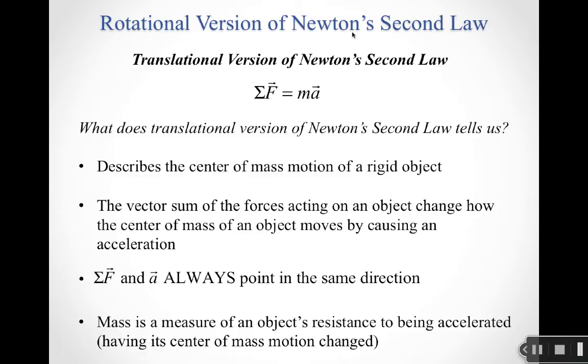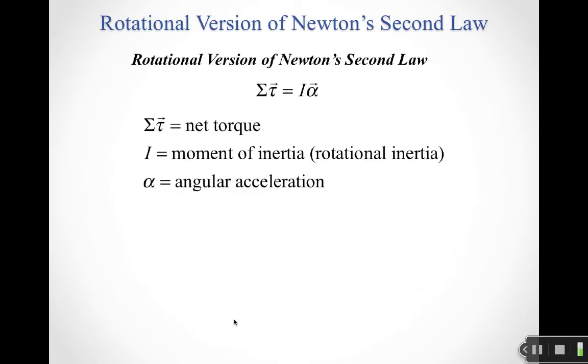And then the thing it tells us about mass is that mass is a measure of an object's resistance to being accelerated. So how the center of mass motion changes basically depends on, well, if you've got something that's really massive, you're going to need a really big net force to get its center of mass motion to change much. So the bigger you make the mass, the more resistant to having its center of mass motion changed an object is. So what we're going to add now is basically the rotational version of Newton's second law.